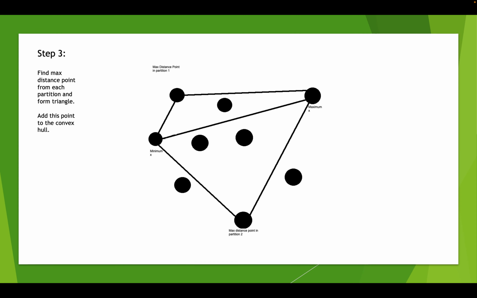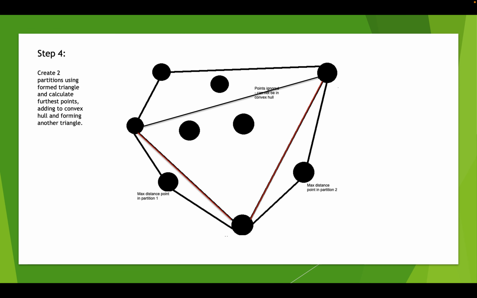Step 3: for each partition set, you need to find the maximum distance point from the partition line. This is then added to the convex hull and is used to form a triangle between the maximum distance point and the 2 points in the previous partition line. All points in the triangle are disregarded from the convex hull search, as they cannot possibly be in the convex hull. In step 4, 2 sets of points are formed by the 2 triangular lines.